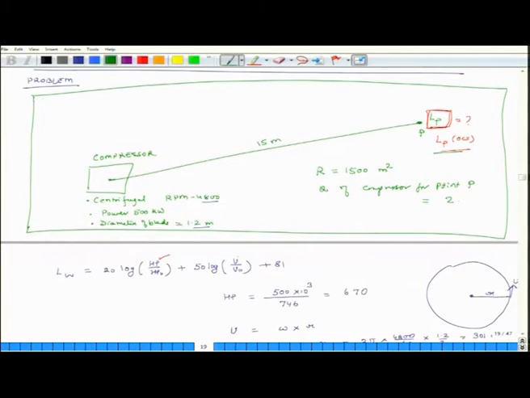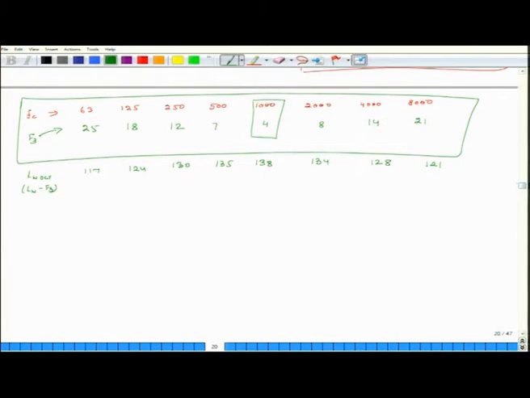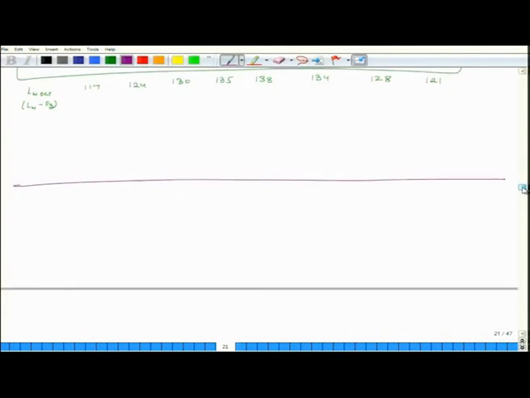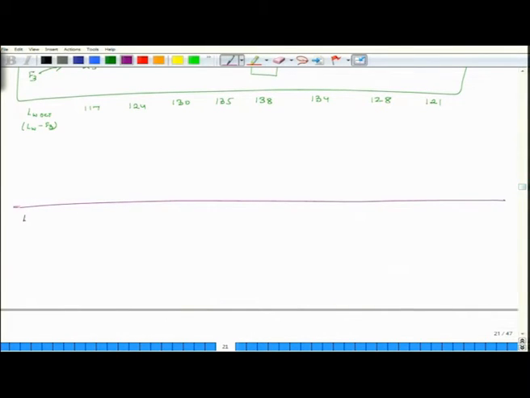I have to compute LP in different octave bands. I have not even computed overall LP. So, now I will do the calculation of LP. I will leave some space here because I will come back to this table again. So, what we will do is first we will compute LP.